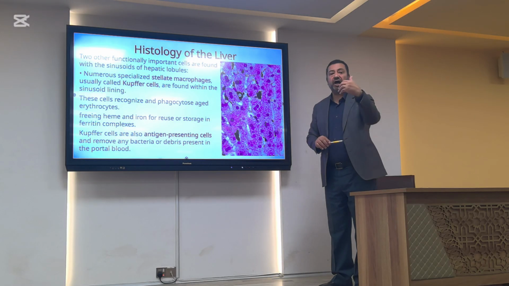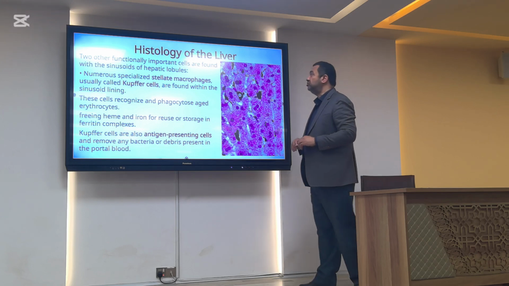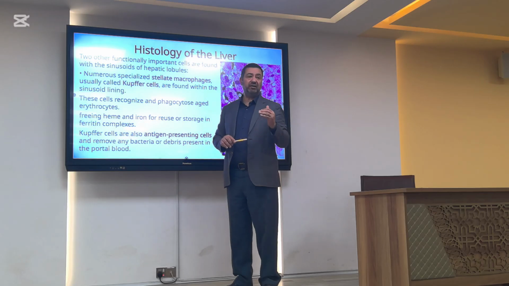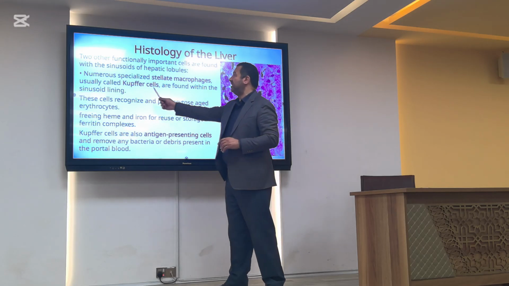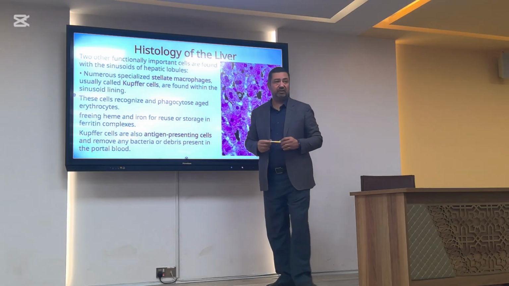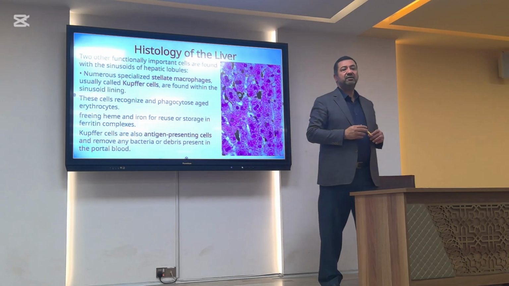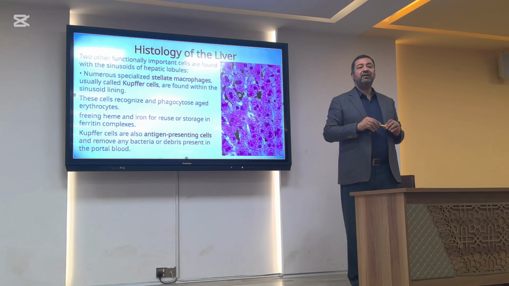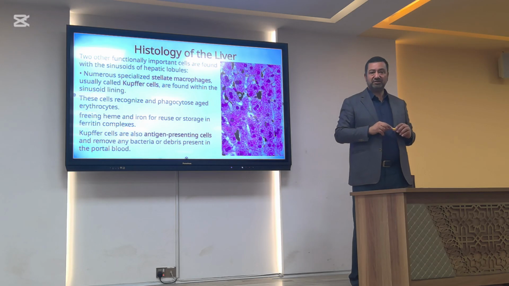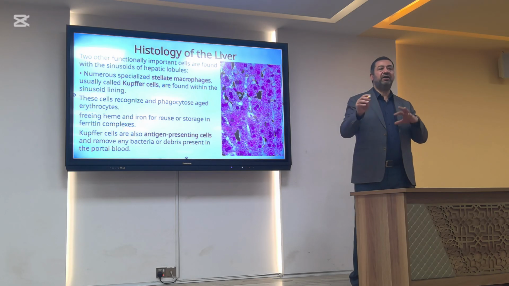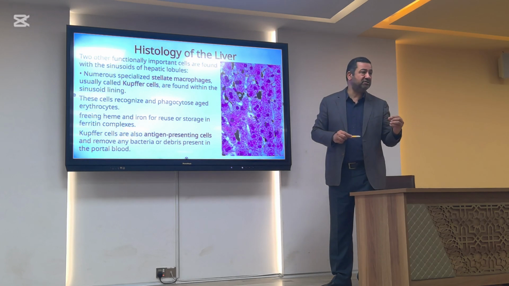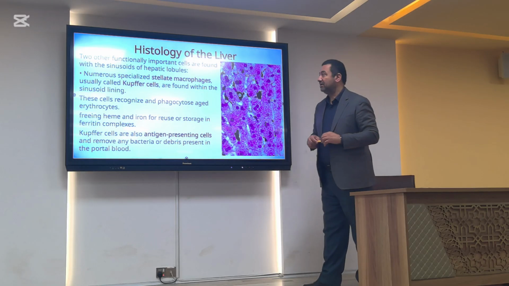In addition to hepatocytes, there are two types of cells that functionally are very important in the liver. One of them is Kupffer cells. If you remember, I said sinusoids are lined by the endothelial cells. And among the endothelial cells, there are specific macrophages that are called Kupffer cells.